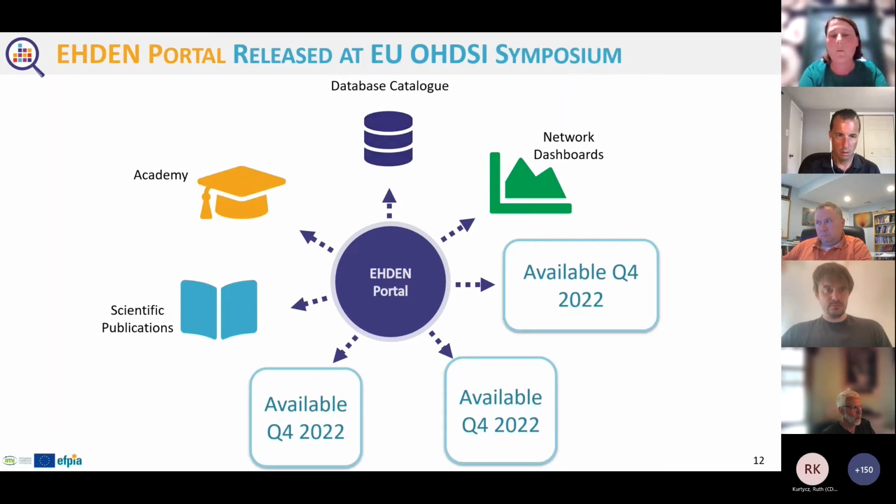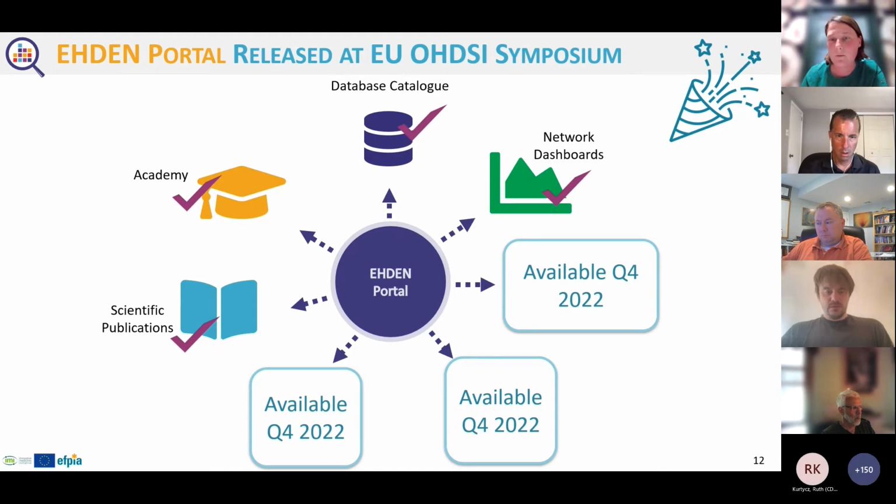Coming back to what we celebrated at the European OHDSI Symposium, as I said, it's the first release. The core functionalities are implemented: we have the database catalog, the network dashboards, scientific publications and academy access. The other points we expect to be available by the end of this year, so that we have the full EHDEN portal. Since there was the first release now, we will have a couple of iterative releases until the end of the year to make sure that we have the full functionality in place.